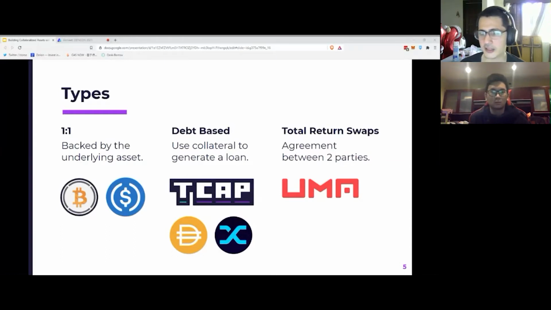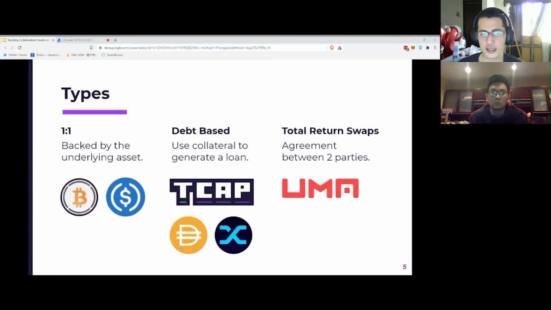Each one has different problems. For example, with one-to-one assets, you usually need some kind of centralization. So you need to trust some company that is going to hold the original asset, and that it's not going to lie. For example, USDT usually had a lot of problems. I think they kind of fixed it now, but people don't trust them. So not trusting the company might put your assets at risk.